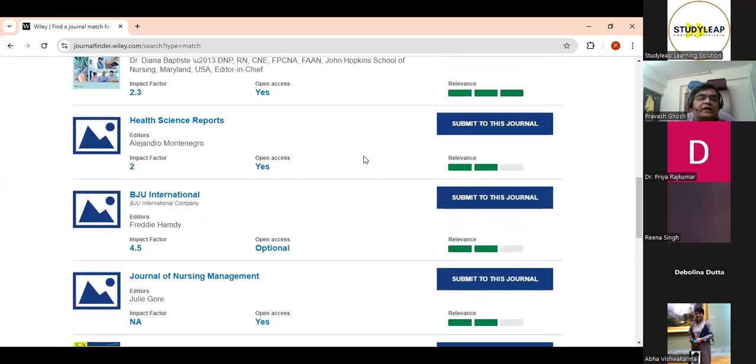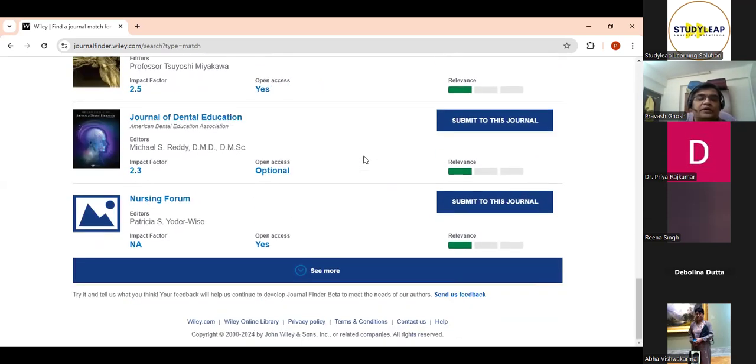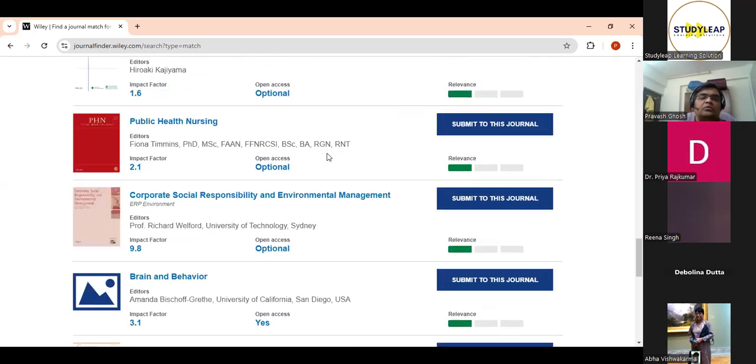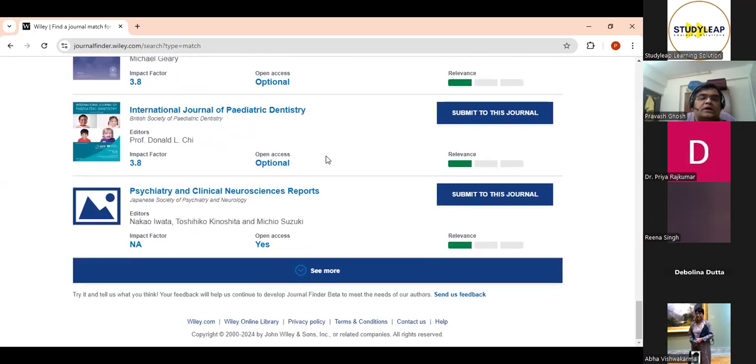So Wiley is, I think, a very big database. To see more, you have to click here, see more journals. I hope my screen is shared. You can see the Wiley Journal Finder.